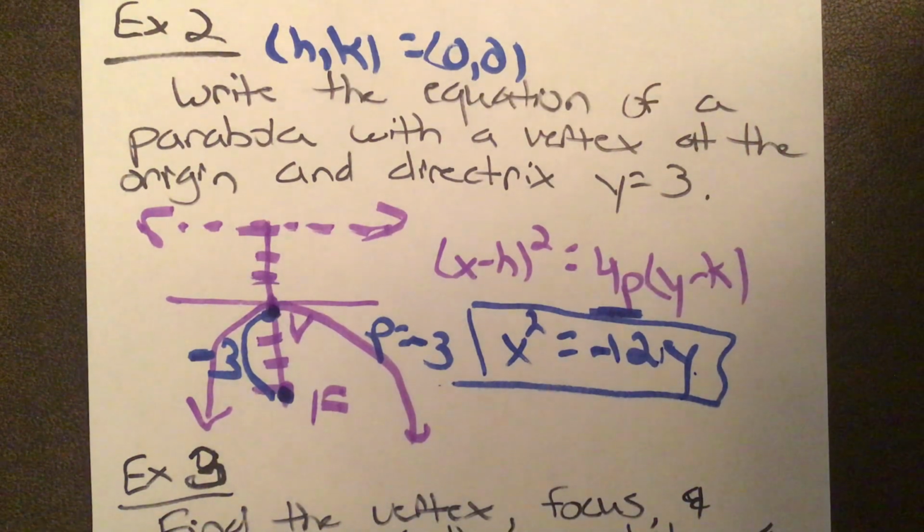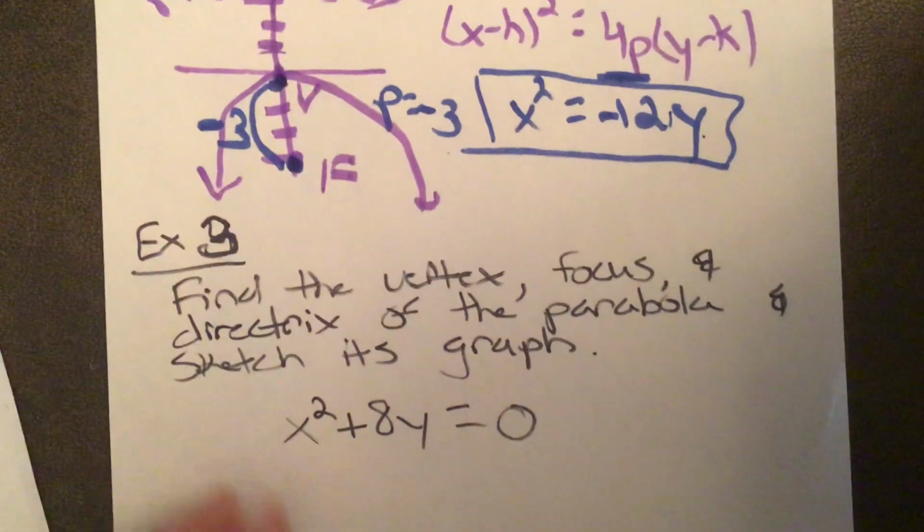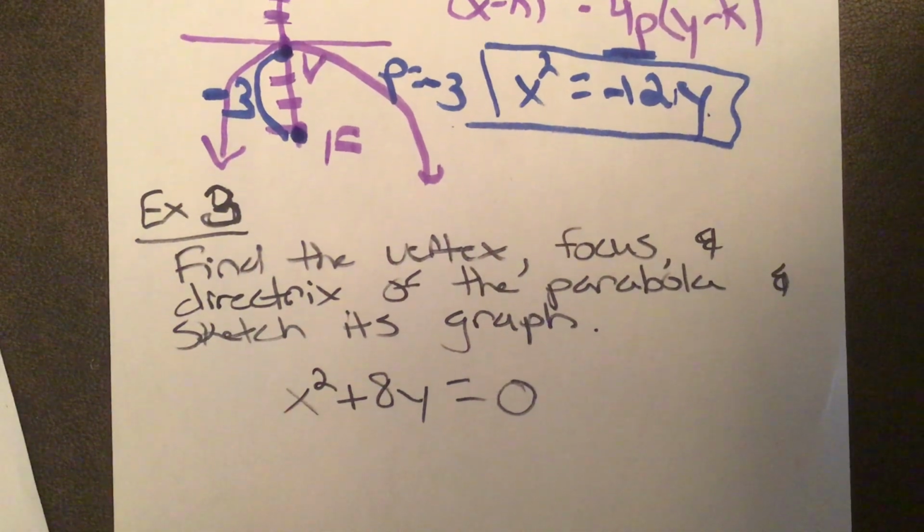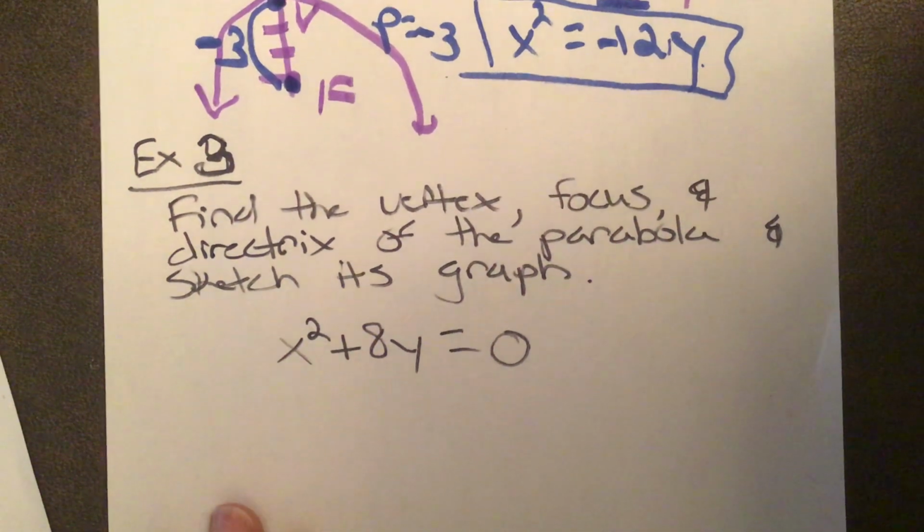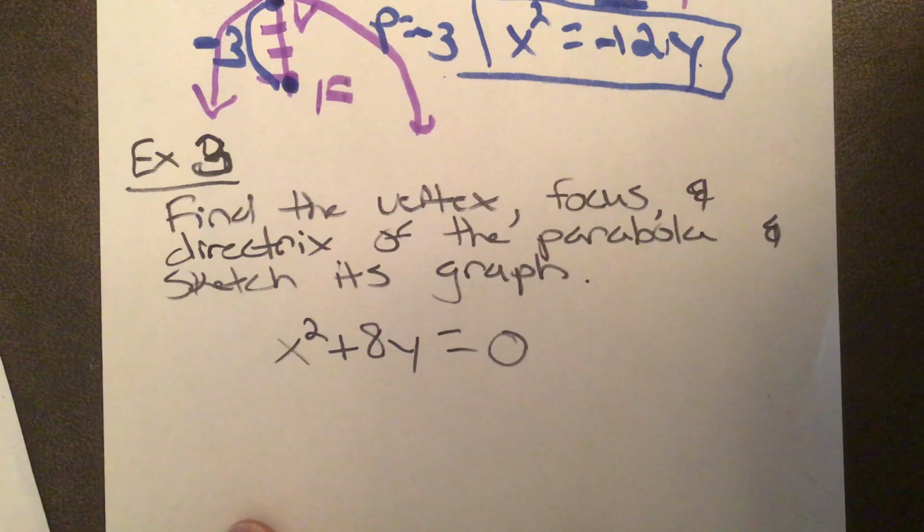Okay, so far we've just had to write the equations. If I give you some of the features, now I'm going to give you an equation and we're going to have to sketch the graph and find the features. So let's do this one. It says find the vertex, focus, and directrix of the parabola and sketch its graph. Okay, so I have x squared plus 8y equals 0.